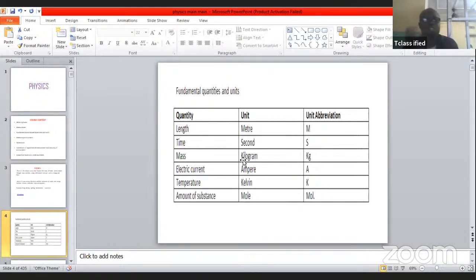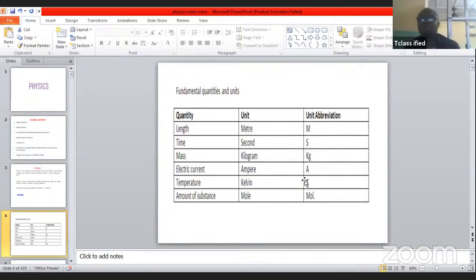So fundamental quantities here, we're talking about length, and the unit of length is meter, and meter is represented by m. So this is very important when we start talking about dimension. So whenever you see length, we are going to be representing it by L for dimension, but for units, it is m. Mass is kilogram, represented as kg.